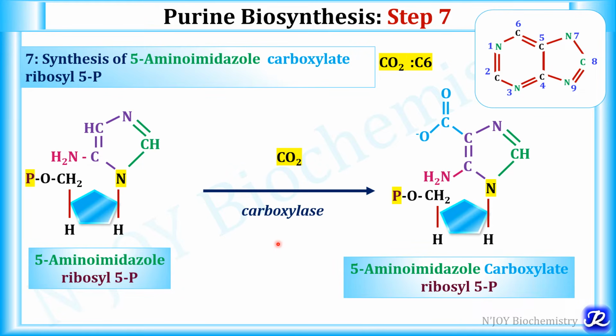In this carboxylation reaction, when carbon dioxide is added, no ATP is required, no biotin is required. However, in other carboxylation reactions, for example in pyruvate carboxylase, when there is formation of oxaloacetate from pyruvate, there is requirement of ATP and biotin. But in this carboxylation reaction, there is no requirement of ATP or biotin. So in step number 7, there is formation of amino imidazole carboxylate ribosyl 5-phosphate, which is responsible for the contribution of carbon present at number 6.